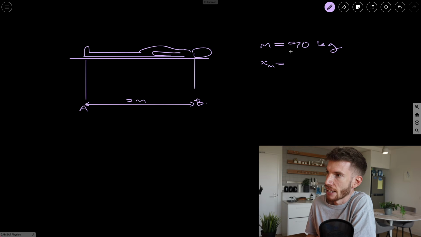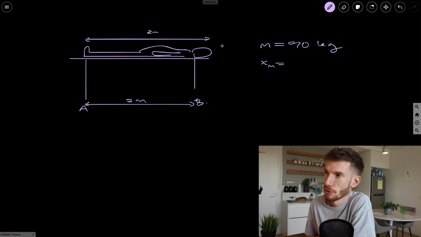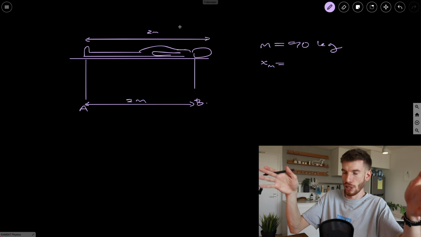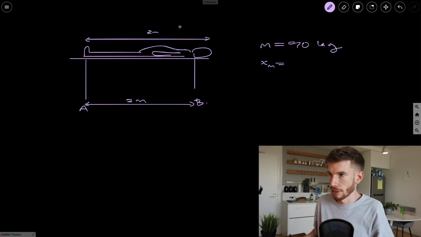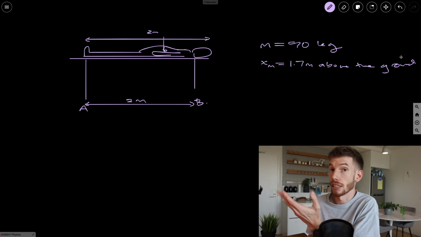roughly, let's say they're exactly 2 meters tall. It's a very tall person. Ignore that it's not drawn perfectly to scale. Let's say they're 2 meters tall, so literally the ends of their body are right on the legs of the bed itself. And their center of mass is going to be here, which is going to fall around about 1.7 meters above the ground when they're standing normally, right?